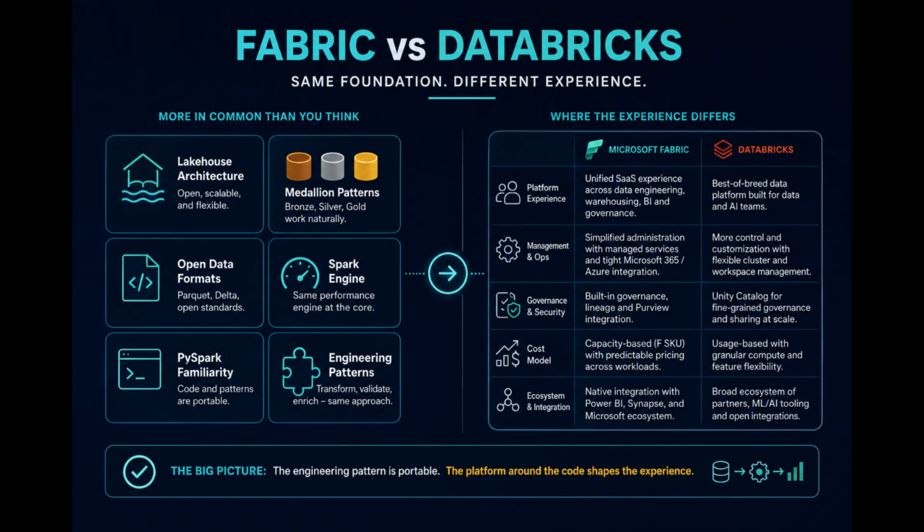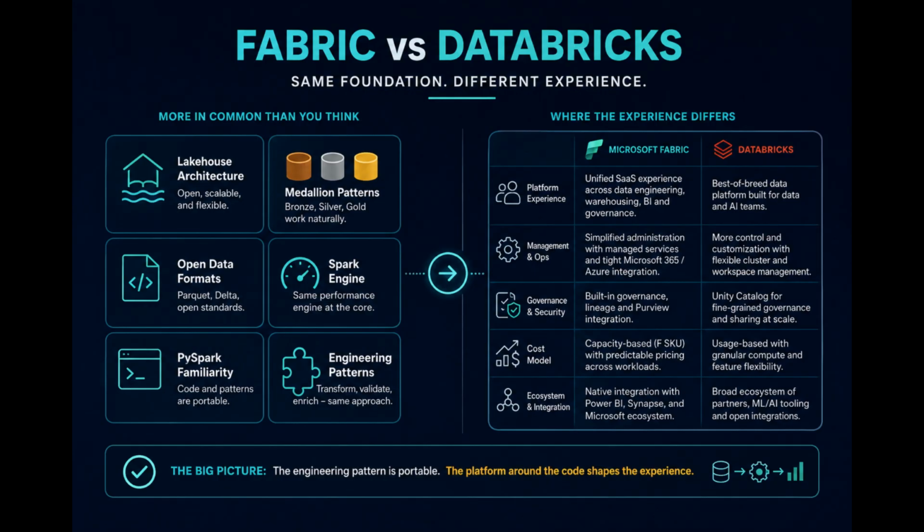The first thing to say is that Fabric and Databricks have more in common than you might expect. Both support lakehouse-style architectures. Both work well with bronze, silver, and gold patterns. Both support open data formats. And both give you Spark for the core engineering workload. So if you know PySpark, much of the transformation logic we've just written feels very familiar on either platform. That's actually good news. It means the engineering pattern itself is portable.